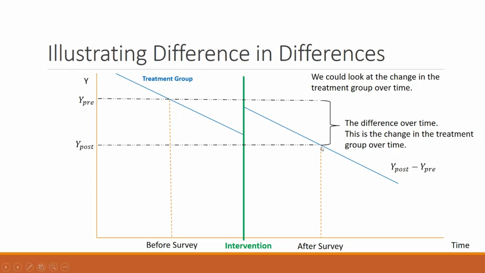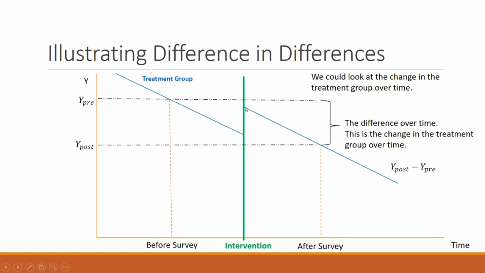If I compared this number to this number, y post minus y pre, I would get a negative number, which would make it look like the intervention caused a reduction in the dependent variable y. It basically would look like the intervention did not work. But the reason it would look that way is because we're capturing the time trend. It's not that the intervention caused the dependent variable to go down. There was already a downward trend that we're not controlling for.